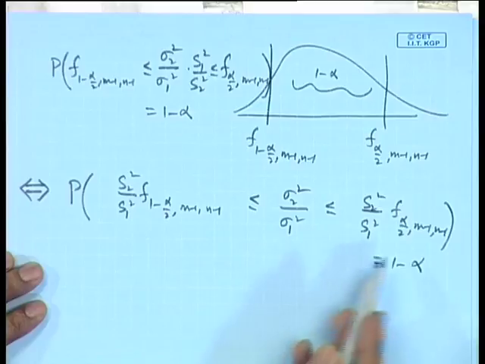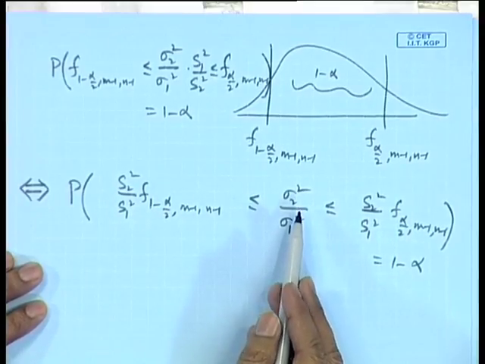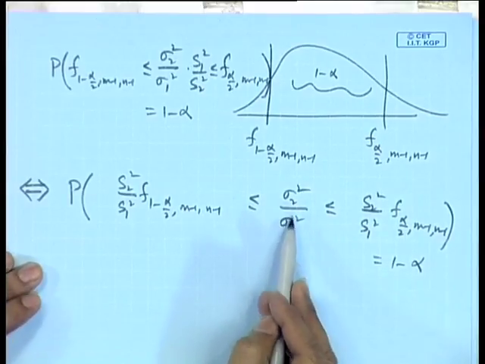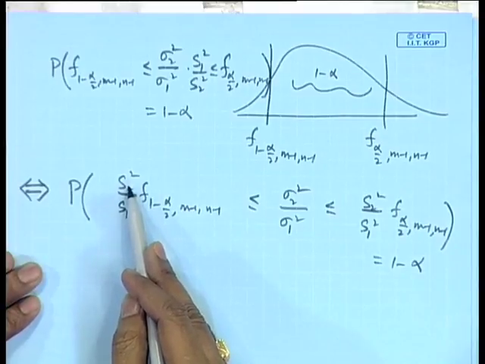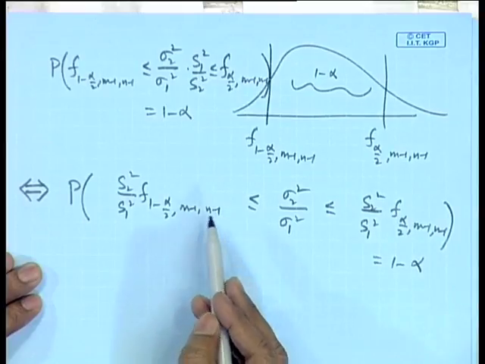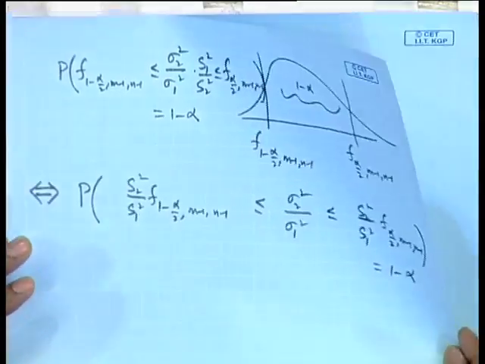So, we are getting a 100(1 minus alpha)% confidence interval for sigma 2 square by sigma 1 square. We can reverse it if we want, for sigma 1 square by sigma 2 square, then we interchange the roles here. We put s 1 square by s 2 square and the degrees of freedom will get reversed; it will become n minus 1, m minus 1. So, we give one example here.